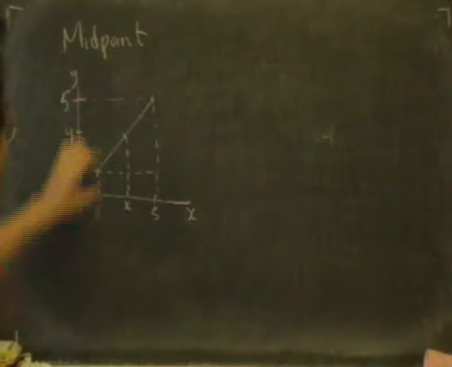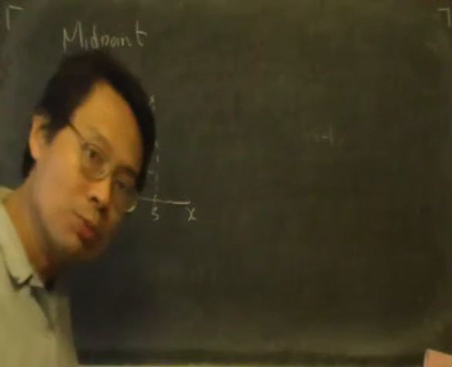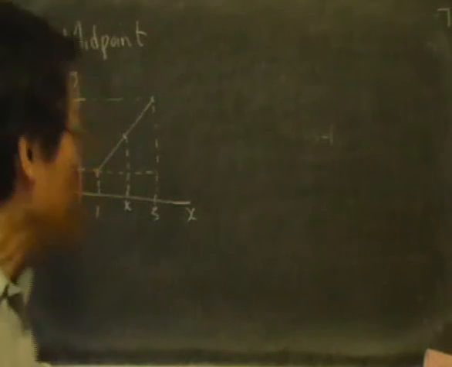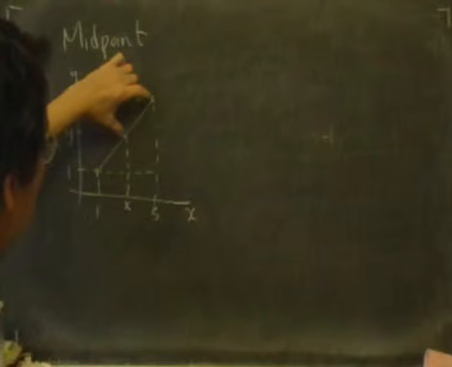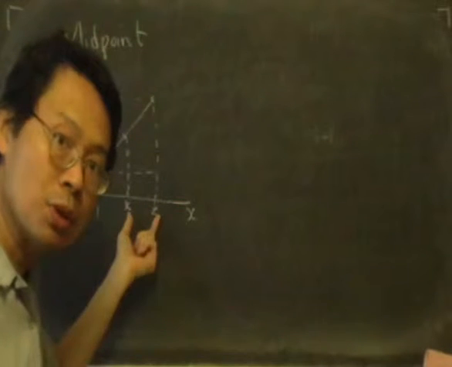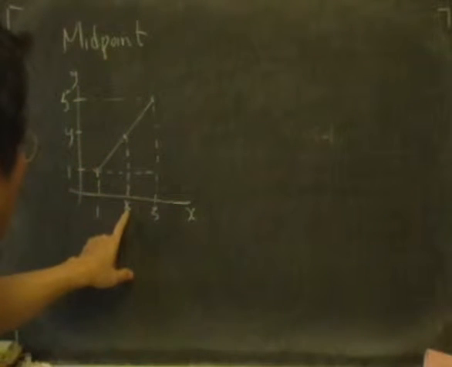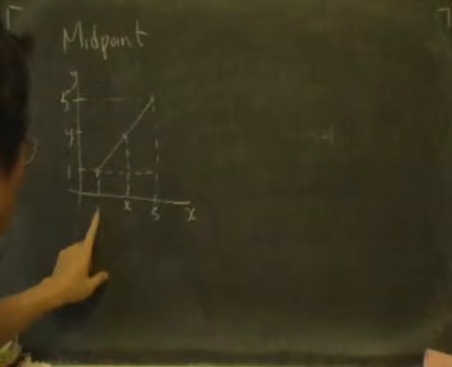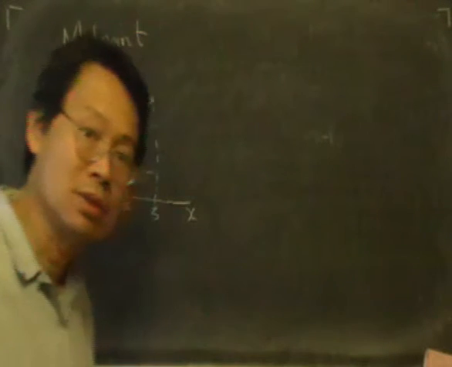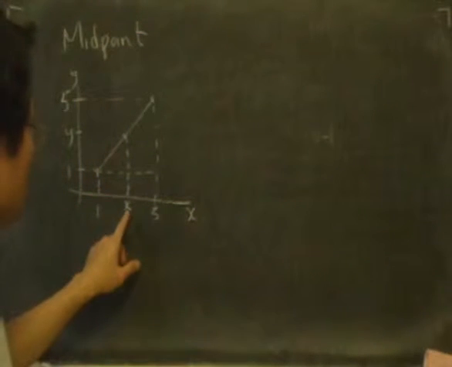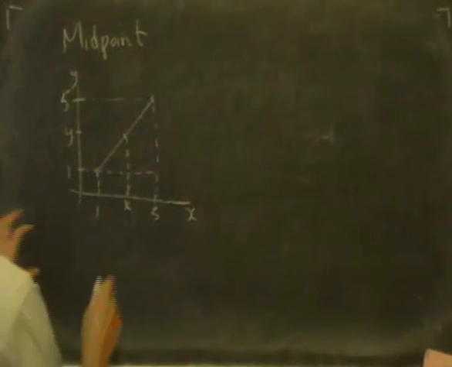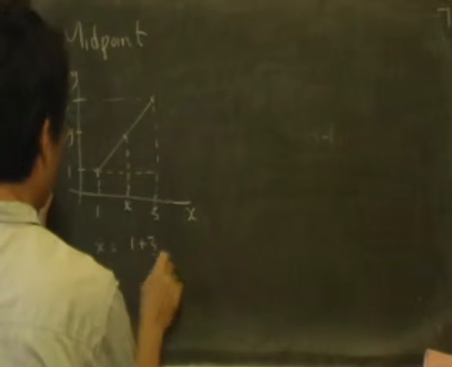And we know that for similar triangles, the corresponding sides are equal. So this means that if those 2 sides have the same length, these two sides must also have the same length. So therefore, x must be the midpoint between 1 and 3. And we know how to find x, because x must just be the average of 1 and 3. So x is equal to 1 plus 3 over 2.